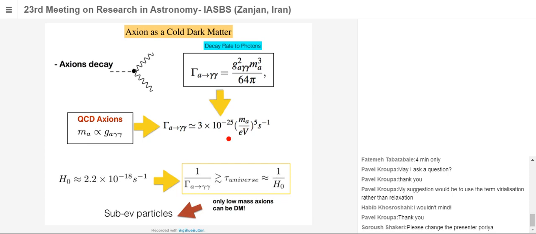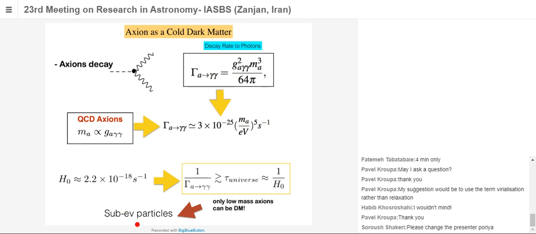So, since we demand the axion as a dark matter candidate, it has to survive over the lifetime of the universe. The lifetime of the universe can be defined simply by the current Hubble constant. And we have to impose this condition on the axion decay rate, which means the lifetime of the axion, which is 1 over the axion decay constant, should be bigger than the lifetime of the universe, which is 1 over the Hubble scale. So it shows that only a low mass axion particle could be the dark matter candidate.